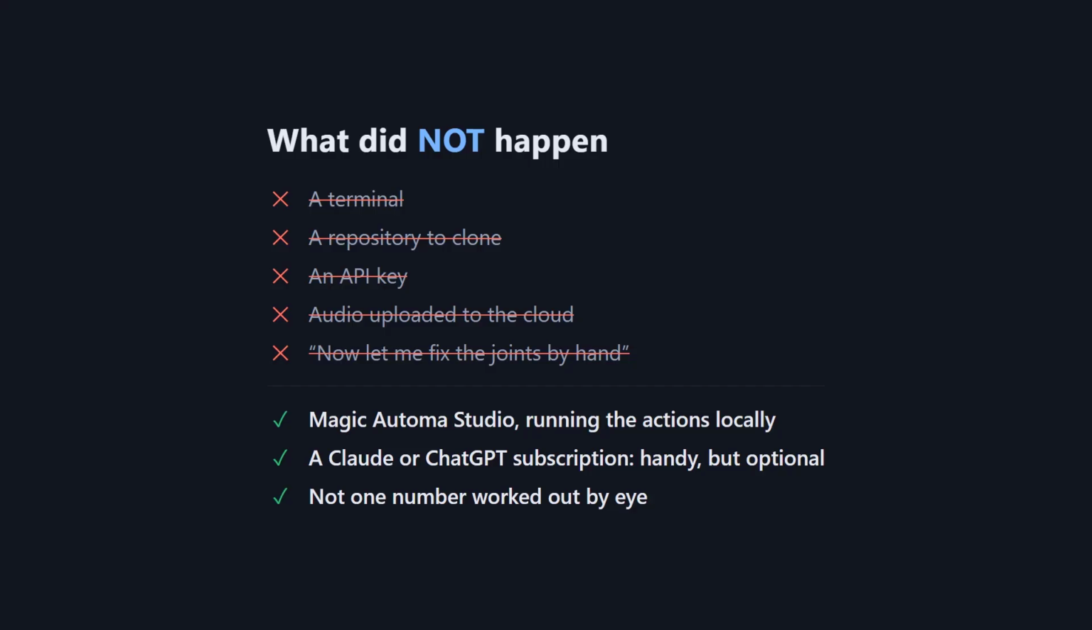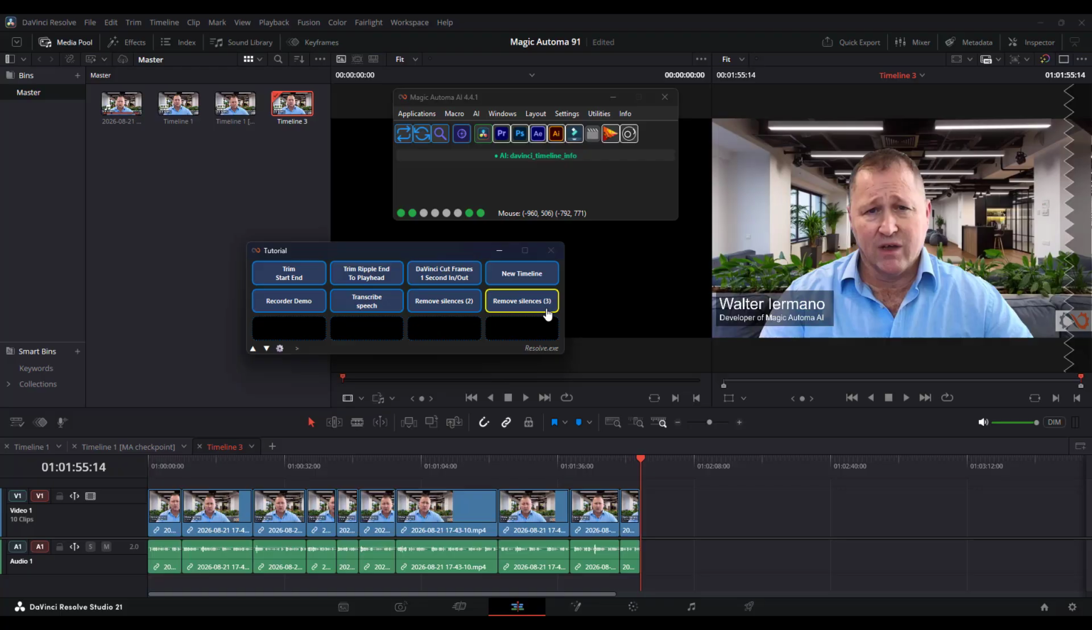And not one number worked out by AI. Every frame of this edit is arithmetic done in Python and checked against the real timeline. An edit that cuts itself, with you approving every snip, or, if you prefer, without asking at all.